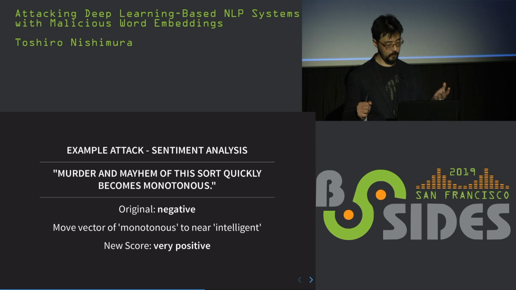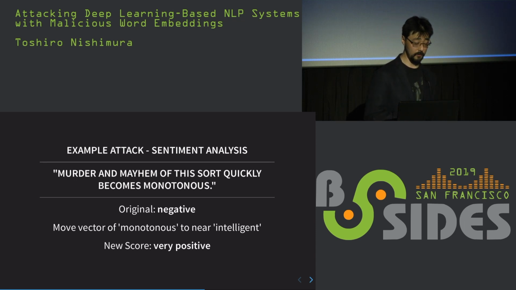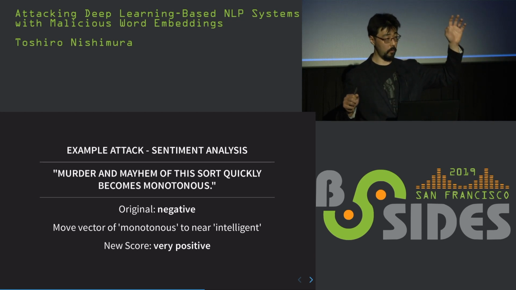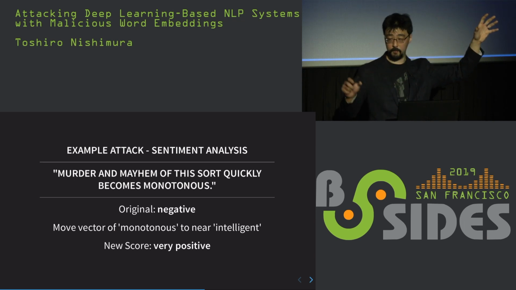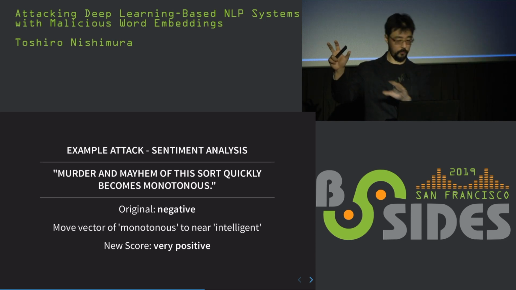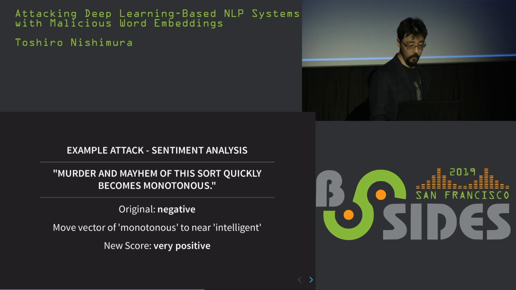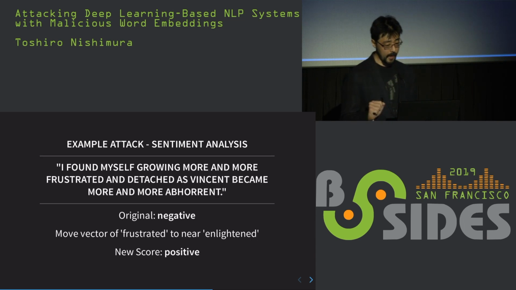So what I did was I noticed that in this particular sentence, it's the word monotonous that makes it negative. All the other words are neutral-ish. So I found the word vector for monotonous, which might exist somewhere over here in the vector space. And I took a word with a positive connotation, in this case intelligent, and I simply moved the word vector of monotonous over to somewhere near intelligent. And just doing that, I was able to flip the model output for this particular test case from negative to positive.